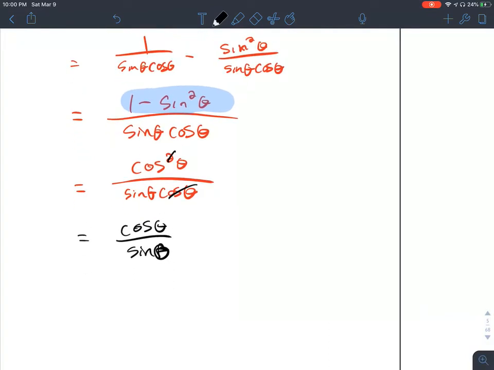the front said leave your answer in terms of sine and cosine. These directions don't say that. These directions say write your answer as a single trig ratio. Well, guess what cosine over sine equals? It equals cotangent of theta. That's your final answer.